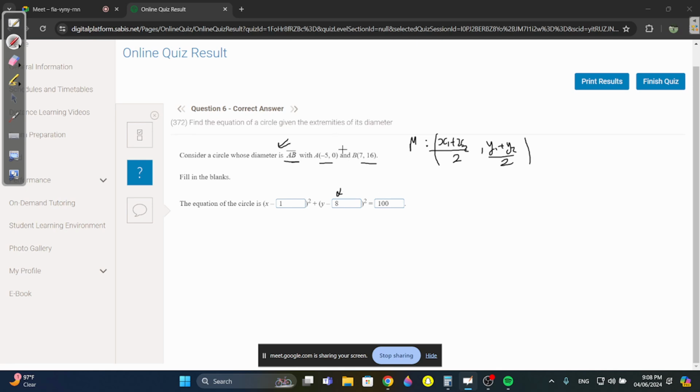Then the radius. To find the radius, you can just find the distance between the center and one of these points. We'll do that now. Our center is (1, 8), and let's find the distance to (-5, 0). Radical: -5 minus 1, which is going to be -6, squared.